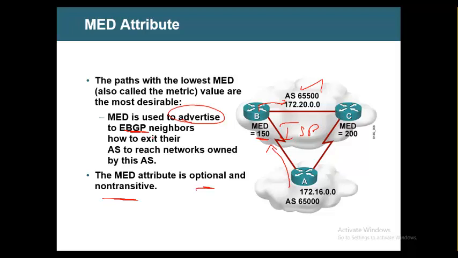Okay, so A will keep the update, and A will use it for sending the packet to B or C, but A will not advertise it to any other router connected to it. It won't.